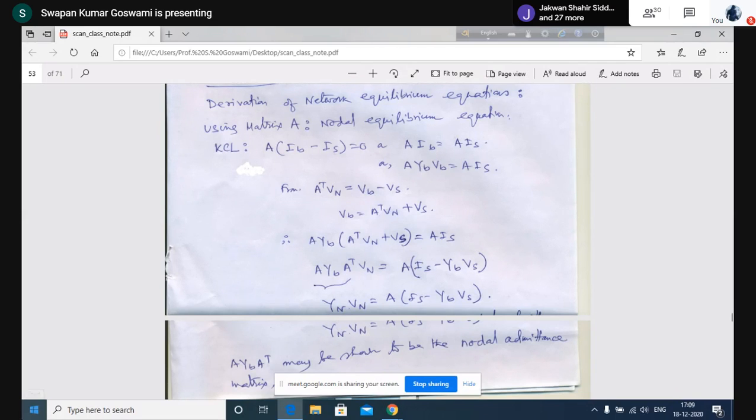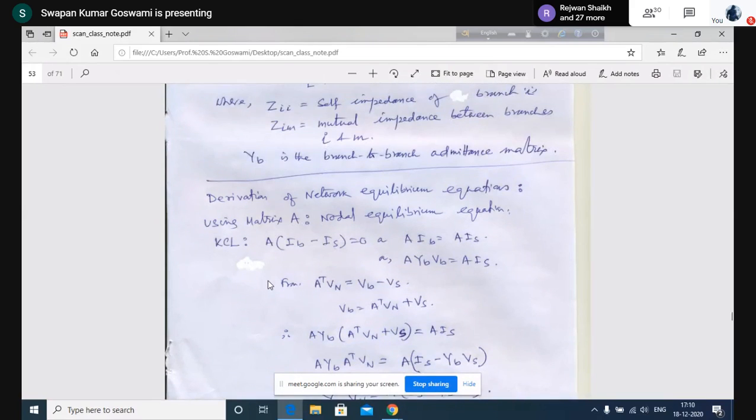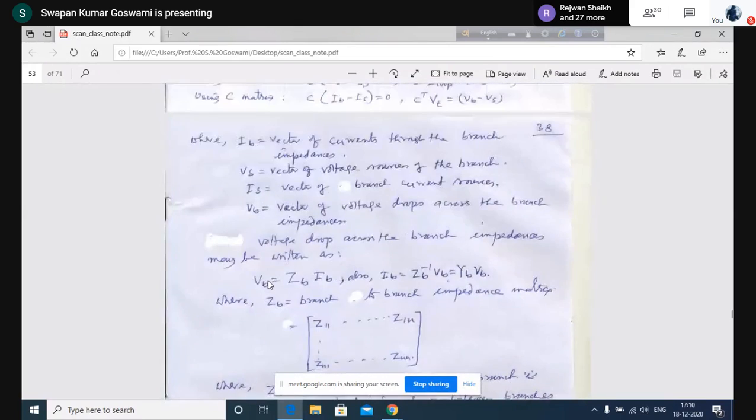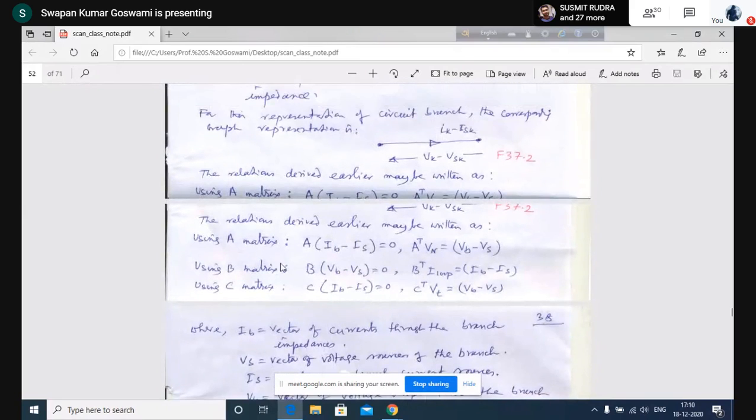Okay, is it clear? Yes, sir. Sir, here, is IB equal to IK or IK minus ISK? Which one? IB means, you see, the element current is IB minus IS, and IB, which you have written, is the current through the branch impedance.